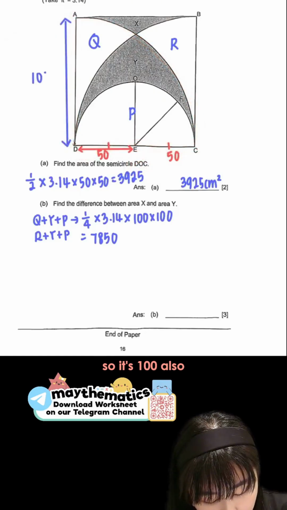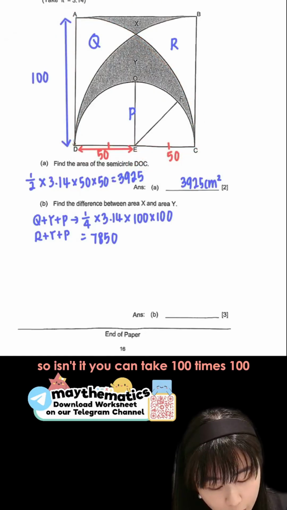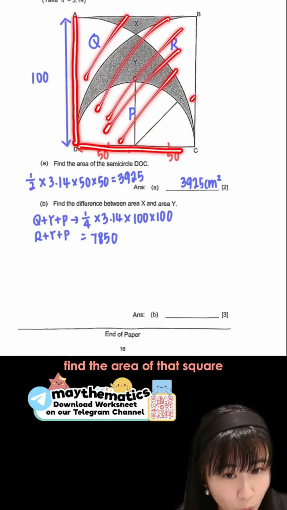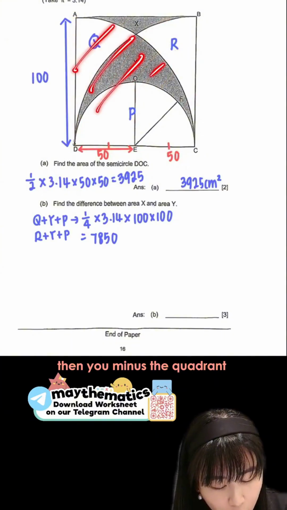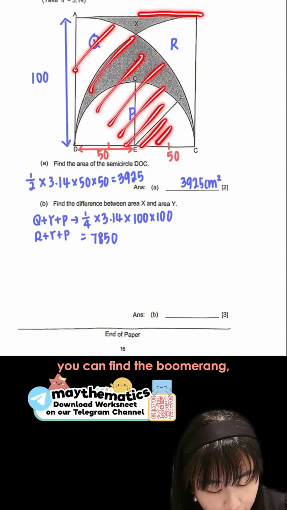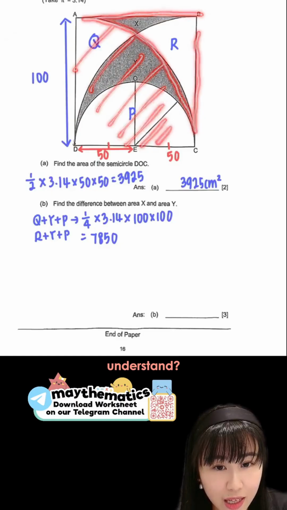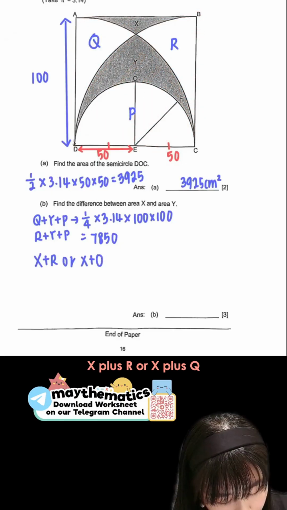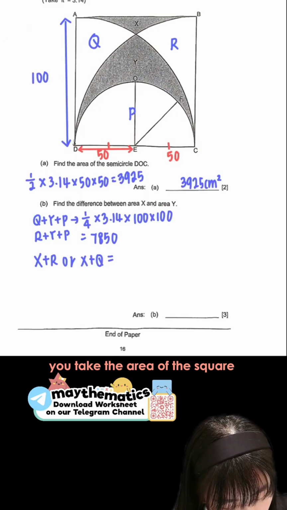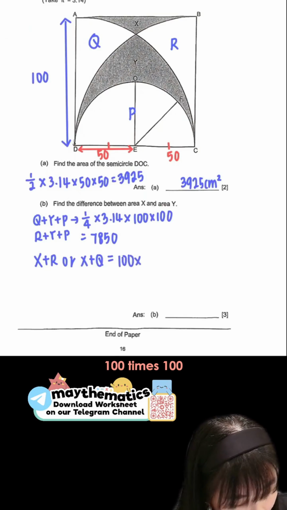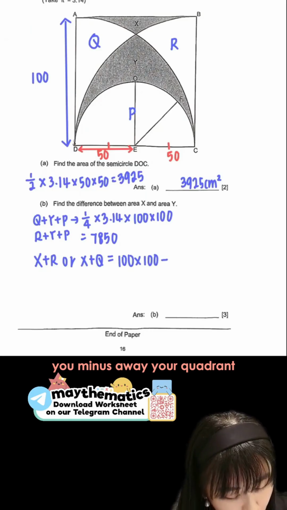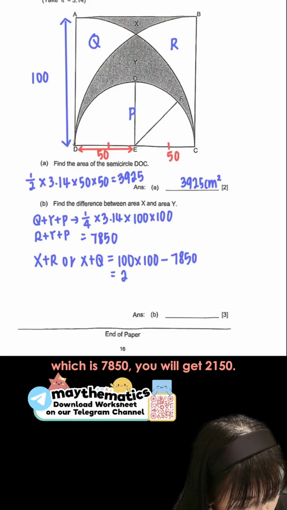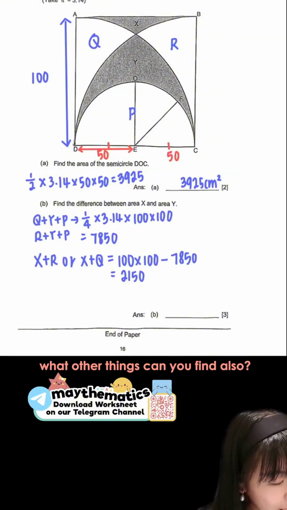So it's 100 also. So isn't it you can take 100 times 100, find the area of that square, then you minus the quadrant, you can find the boomerang. Understand? X plus R or X plus Q, right? You take the area of the square, 100 times 100, you minus away your quadrant, which is 7850. You will get 2150.